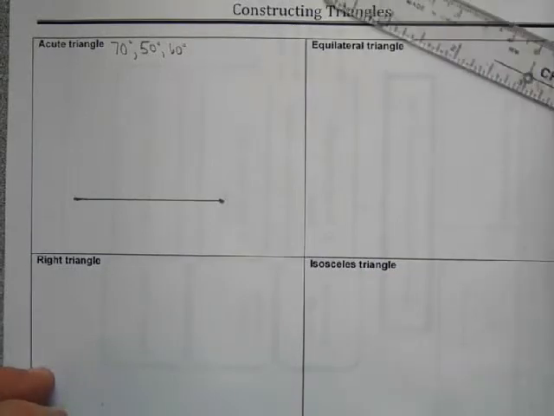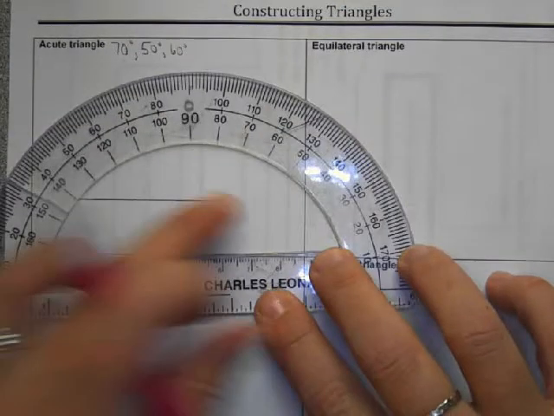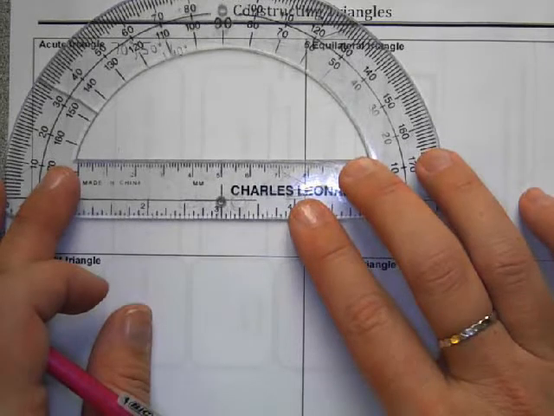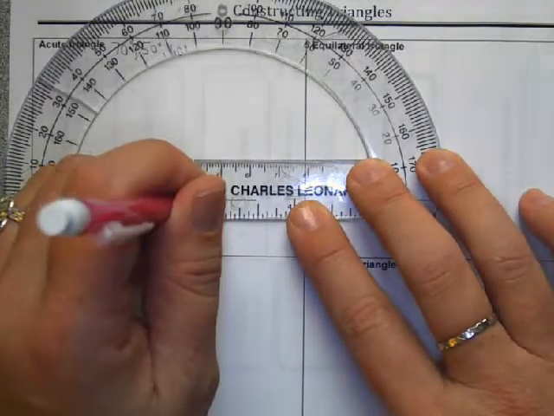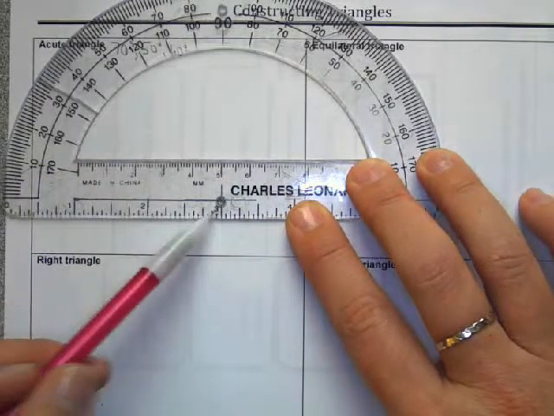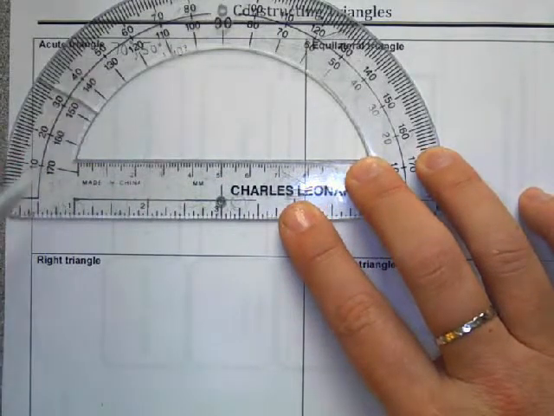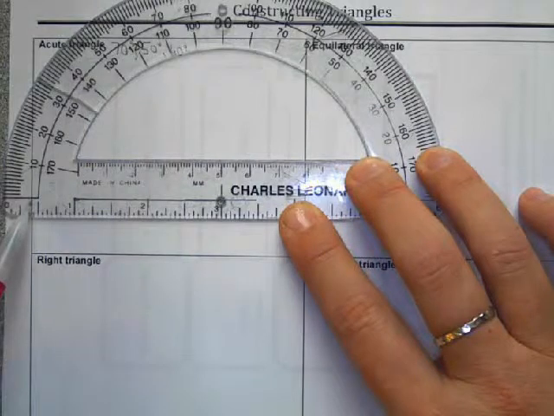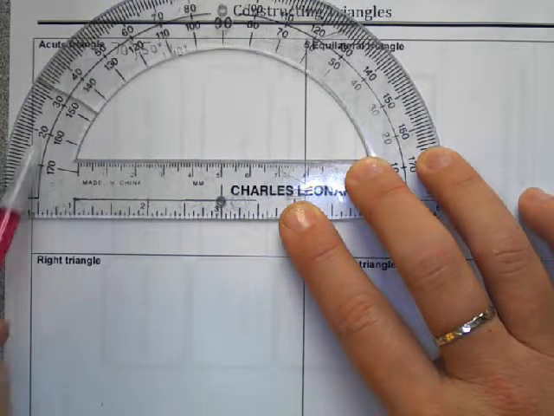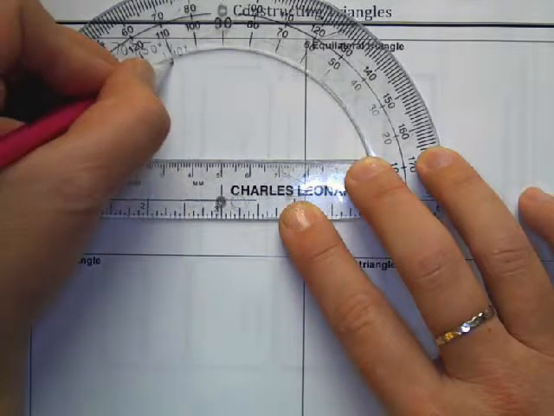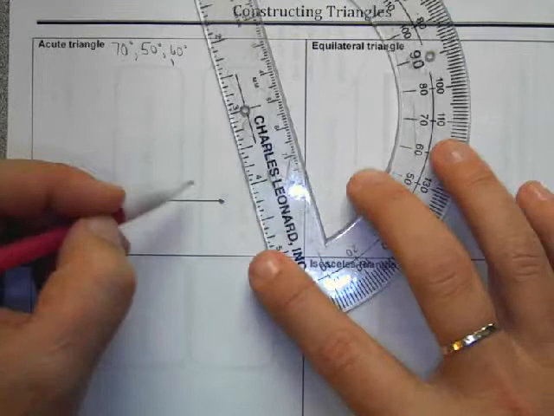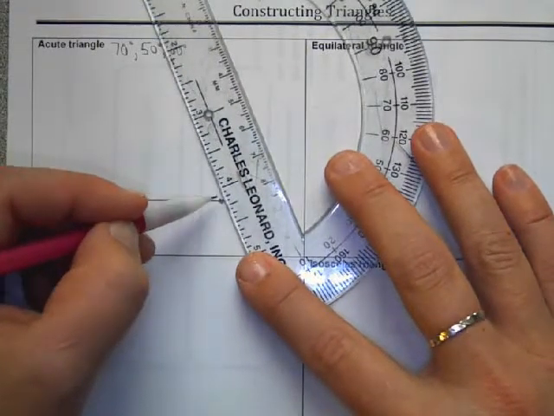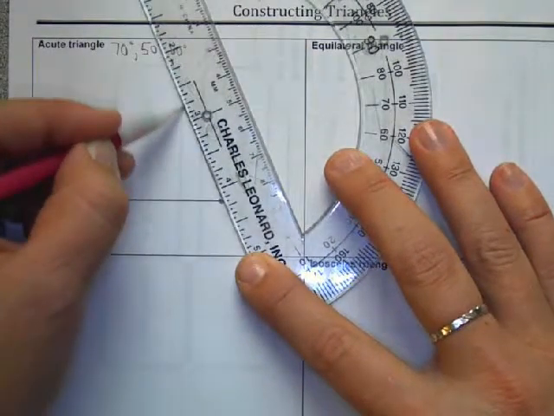So we start out by choosing one end point of the segment we already created and lining up the end point of the segment. And we want a 70-degree angle. So remember, I always start from 0, so I'm going to read the outside numbers. So I'll make this my 70-degree angle. I'll put a little mark here at 70. And then I'm going to draw what I think is one side of the triangle.